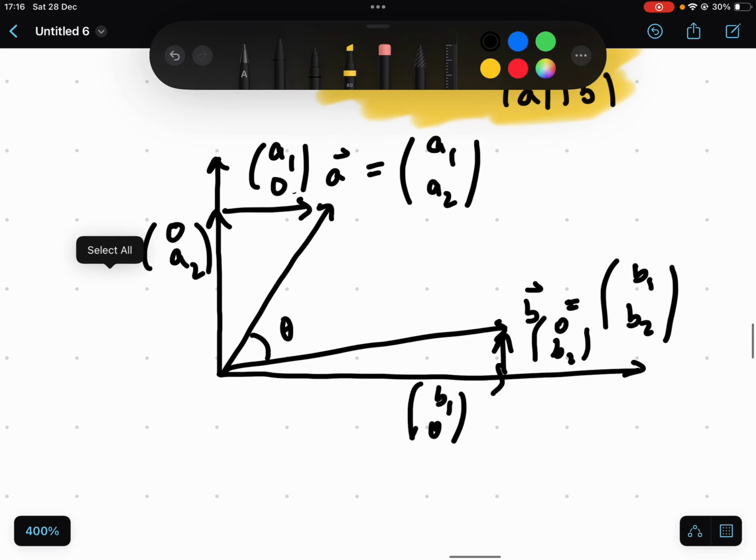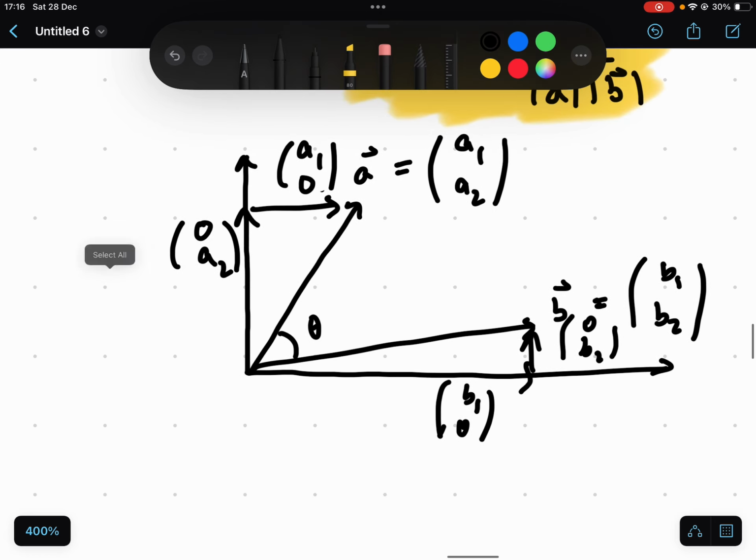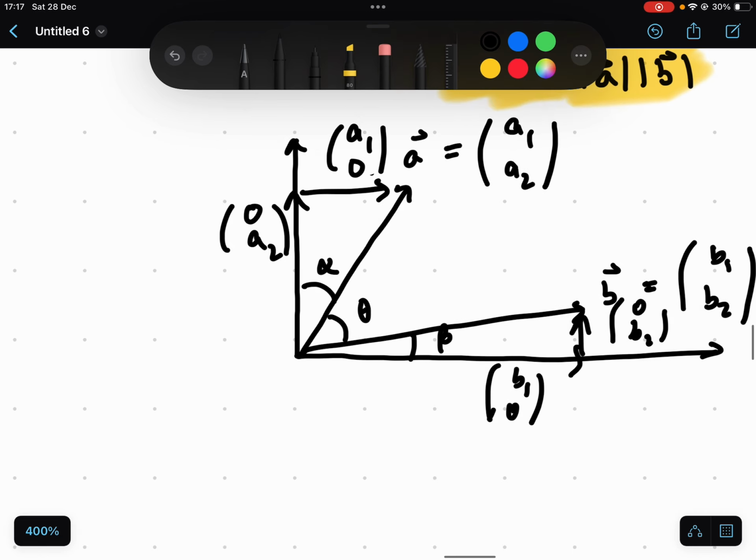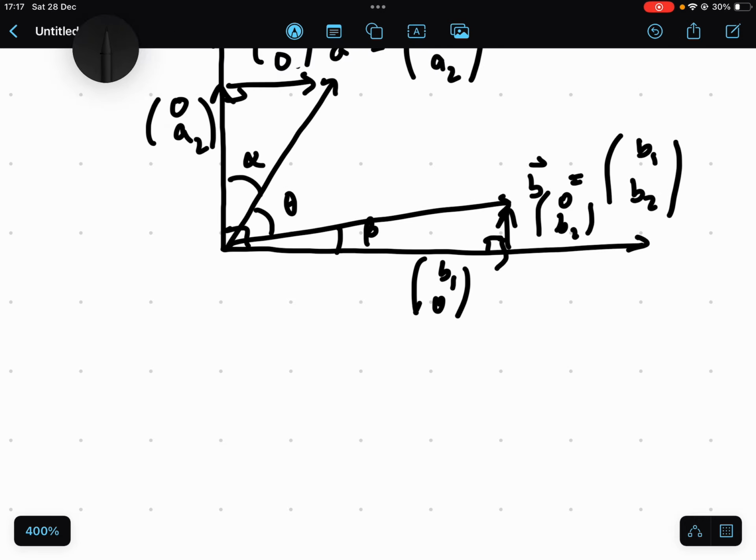Okay, so we've got our vectors here. Let's just consider more angles. So we're looking at this angle alpha, this angle beta. And we realize we've got a few 90-degree angles. We've got these 90-degree angles here, 90-degree angles are lovely, right? Because there's a lot of things we can do.